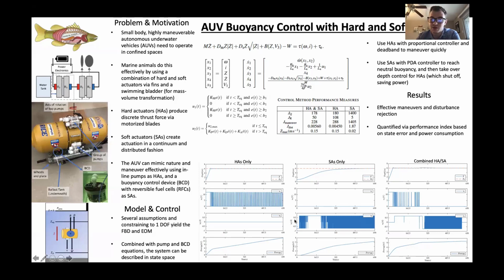We quantified these maneuvers using a performance index, which is what is displayed in this results table here. And we can see that for a combination of hard and soft actuators, we actually achieved the best results. So in conclusion, by mimicking marine animals, we found that AUVs are able to maneuver much more effectively.